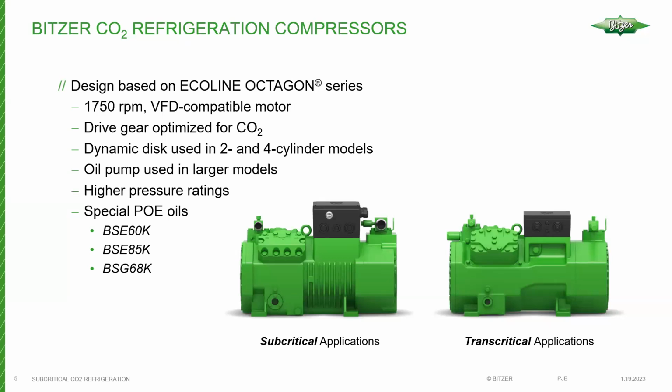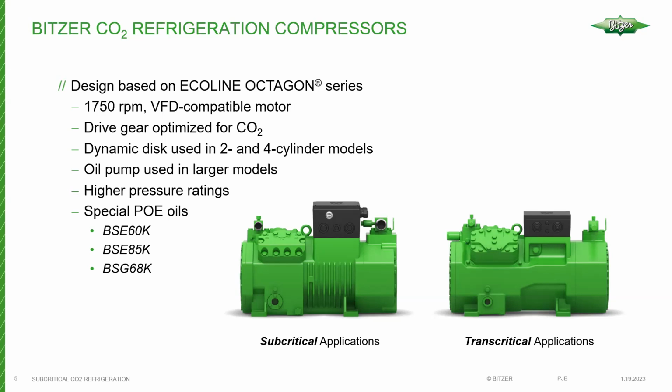So first and foremost, the Bitzer CO2 compressors are based on the Ecoline Octagon series that many of us are familiar with. The Octagon series uses a 4-pole motor, so it turns at 1750 RPM, and has a VFD capable motor. Just as with all Bitzer compressors that have motors in them, they're VFD capable. Of course, they have a drive gear optimized for CO2.